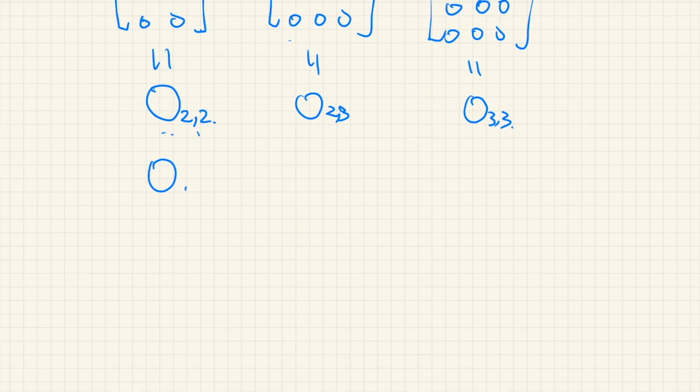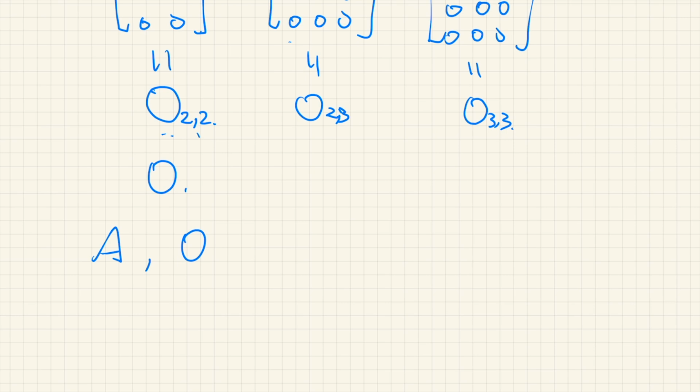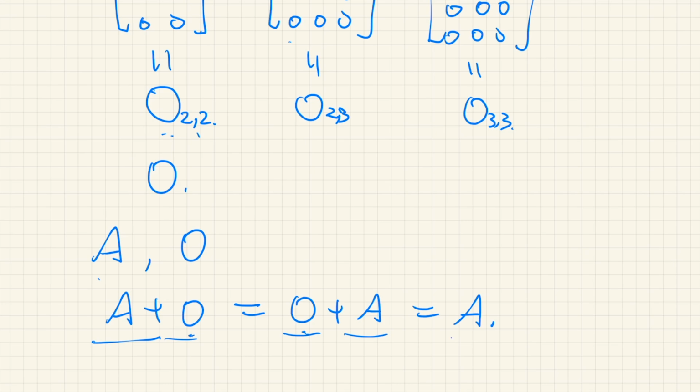Okay. So suppose A and O have the same size, then we can add them. And A plus O, you should try to prove this, is equal to O plus A is equal to A. Because all the elements of this zero matrix are 0, and if we add 0 to any number, the number doesn't change. So this zero matrix behaves just like the 0 in numbers.